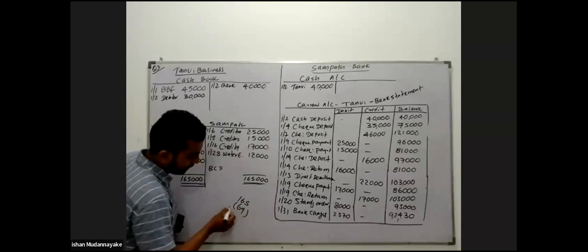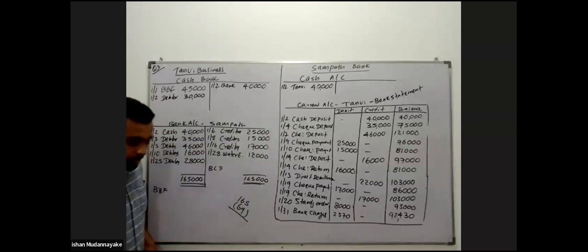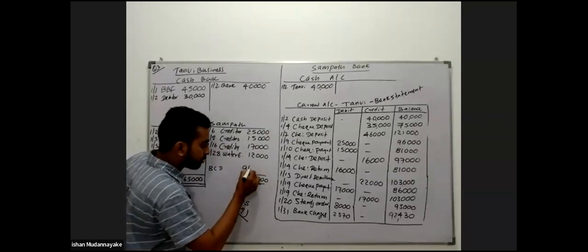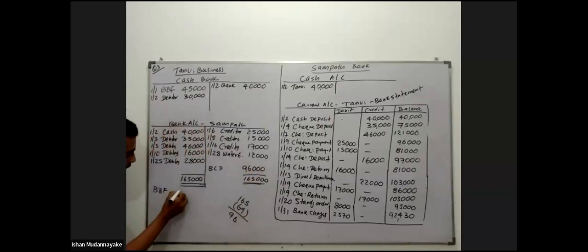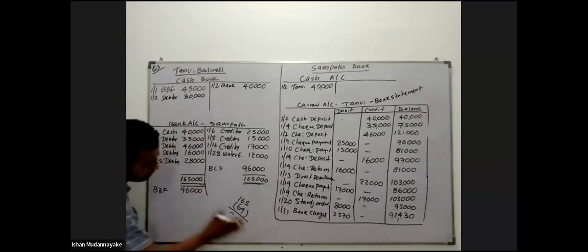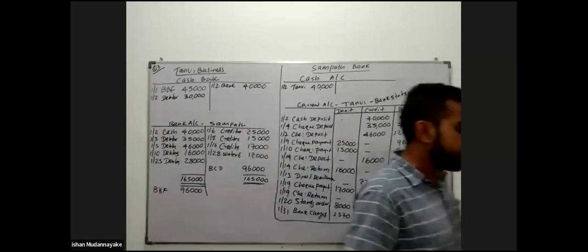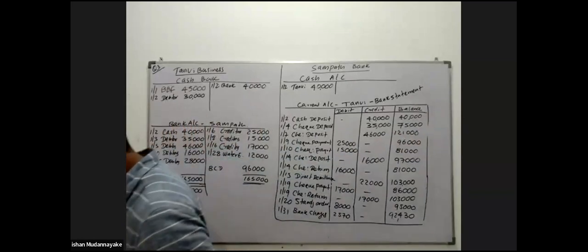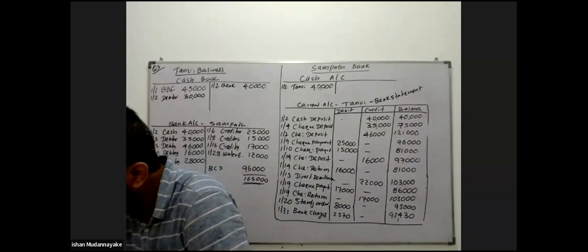Then what is the balance available? 96,000. Balance carried down 96,000. Balance brought forward 96,000. Right.